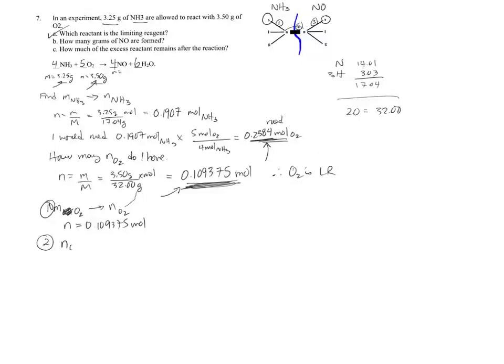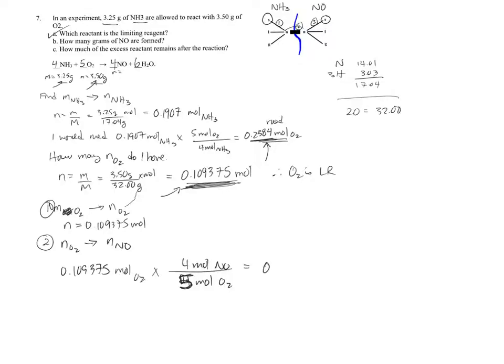Moles of oxygen to moles of nitrogen monoxide. So I have 0.109375 moles of oxygen times 4 moles nitrogen monoxide for every, not 4, because it's oxygen. I always want to go back to that ammonia. 5 moles of oxygen. So I have to take that same number I had and times it by 4 and divide by 5.